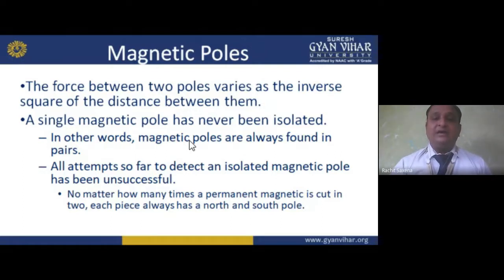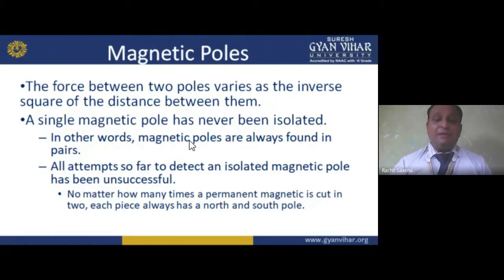Now, if I cut it into one piece, you always find a north and south pole. If I cut it into two pieces, again each piece has a north and a south. One has north-south, another one has north-south. So combined we have two north and two south poles. So the force between poles varies as the inverse square of the distance between them. For two poles, take the distance between them, and the inverse of the square of that distance gives the force.